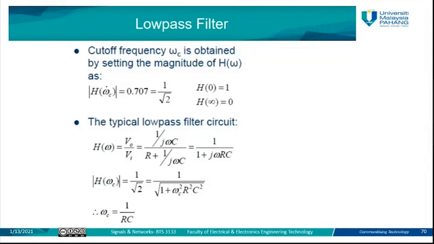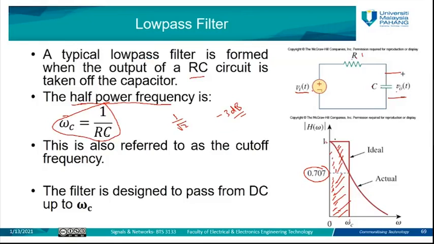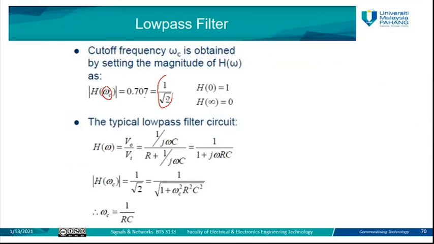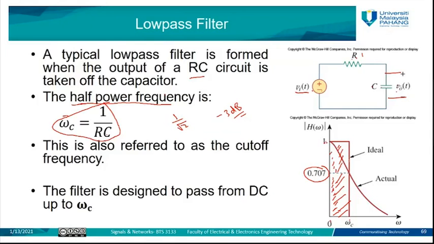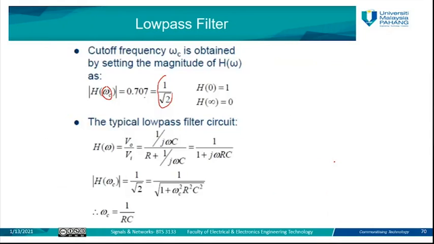So the magnitude of the transfer function at omega C is equal to 1 over root 2, or 0.707. H of 0, from this graph, as you can see, is equal to 1, and H of infinity is equal to 0, because all values here are equal to 0. So we have these three values: 1 over root 2, which is at the half of the power signal, then H of 0 which equals 1, and H of infinity which equals 0.